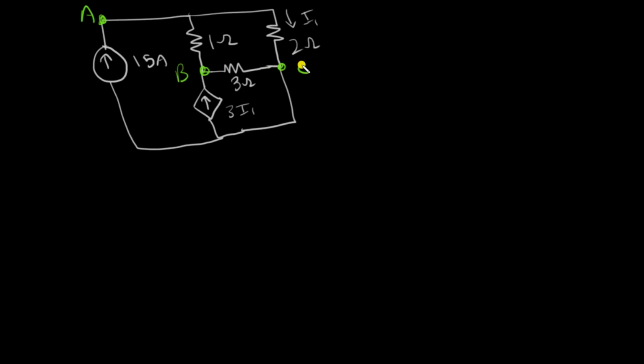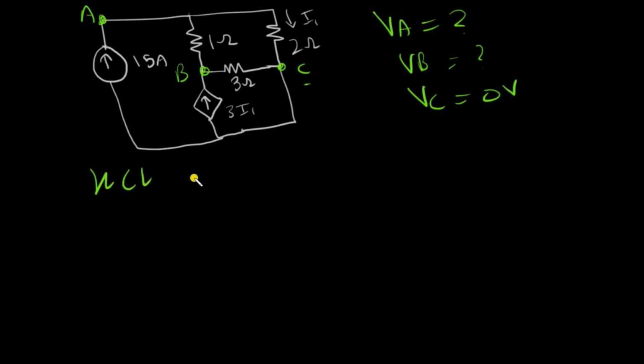So I have to choose one as a reference node. So I can just see which node has the most branches, and all of these nodes have the same number of branches connected to them. So I just assume that node C is the reference node, and that won't really make a difference if you choose node B or node A. Any node can be the reference node. So because node C is the reference node, we need to find VA, we need to find VB, where VC is 0 volts. So we'll just start off by writing the KCL equations, KCL at node A.